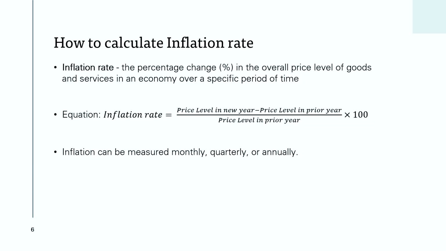Now we can find the inflation rate, which is the percentage change in the price levels over time. The formula is to divide the difference between the current and previous price levels by the prior price levels and then multiply by 100. This can be calculated monthly, quarterly, or annually, depending on what data you need.